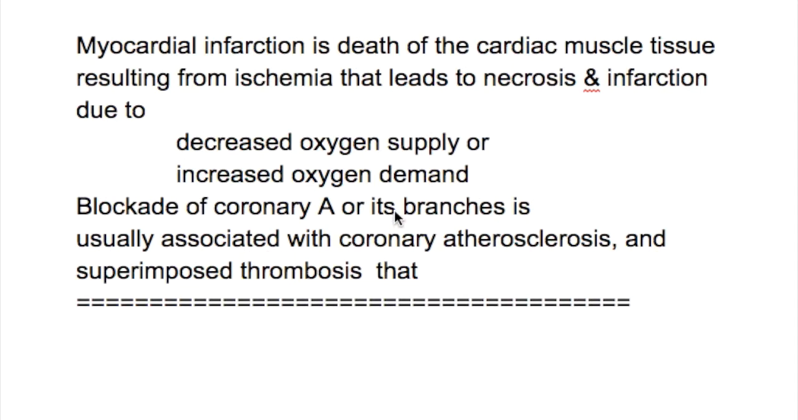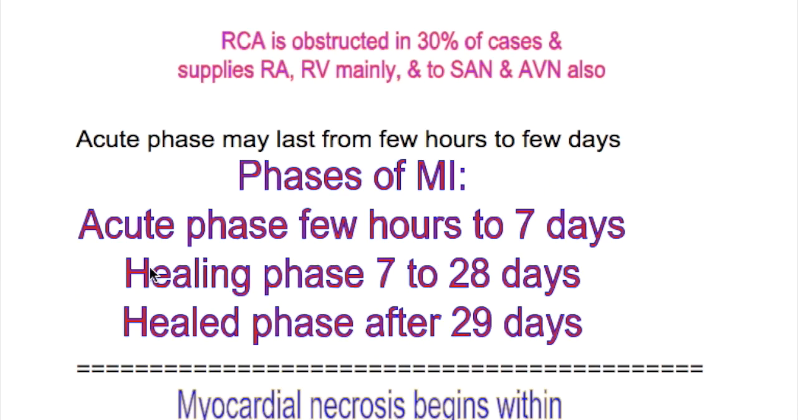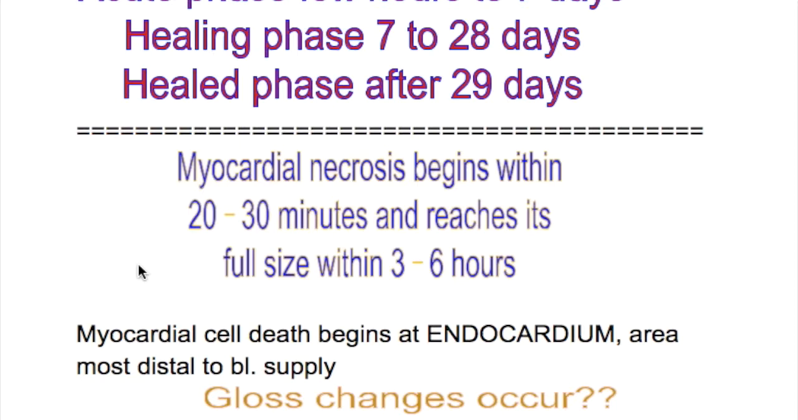Blockade of the coronary artery or its branches is usually associated with coronary atherosclerosis and superimposed thrombus that leads to infarction. So what are the changes that occur in the heart? Myocardial necrosis begins within 20 to 30 minutes and reaches its full size in 3 to 6 hours. Where does it start? Myocardial cell death begins at the endocardium, an area most distal to the blood supply.